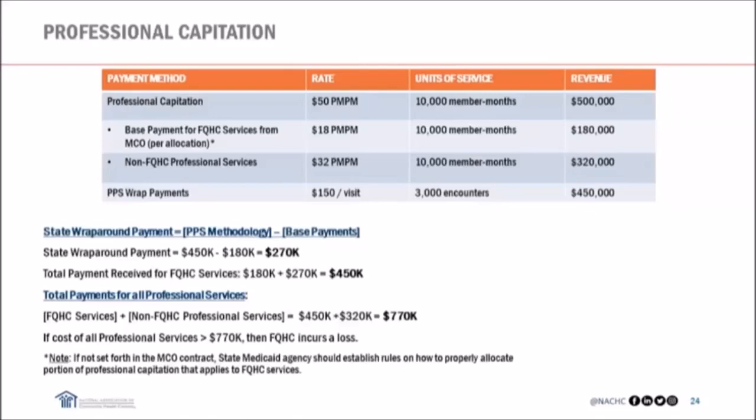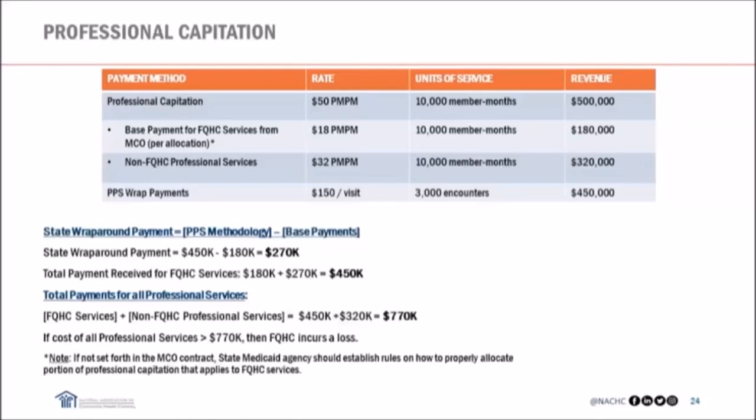So for example, let's say a health center pays a specialty provider, a specialty cardiology group, out of some of the professional cap dollars that it receives. So you have to now do an allocation between the FQHC services, and here I've allocated $18 PMPM to pay for the FQHC services, and then the health center uses the balance of capitation, here $32 per member per month, to pay for non-FQHC professional services.